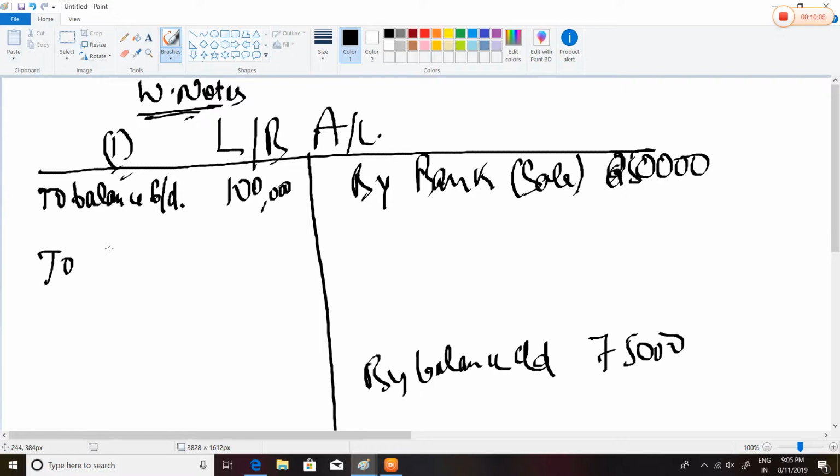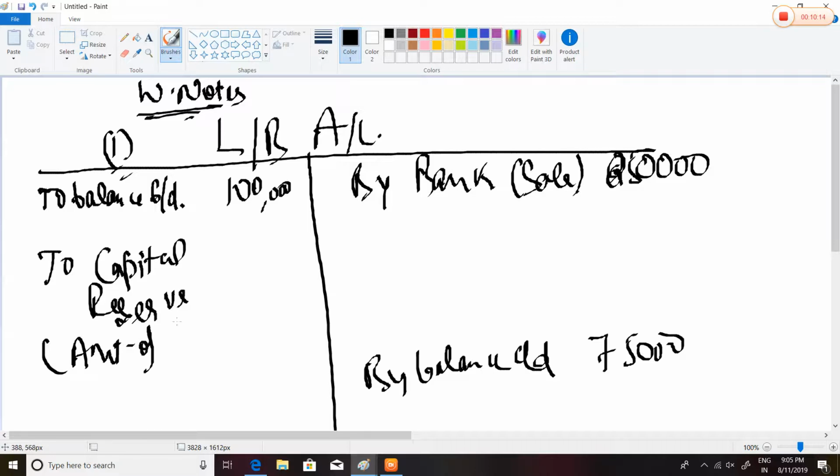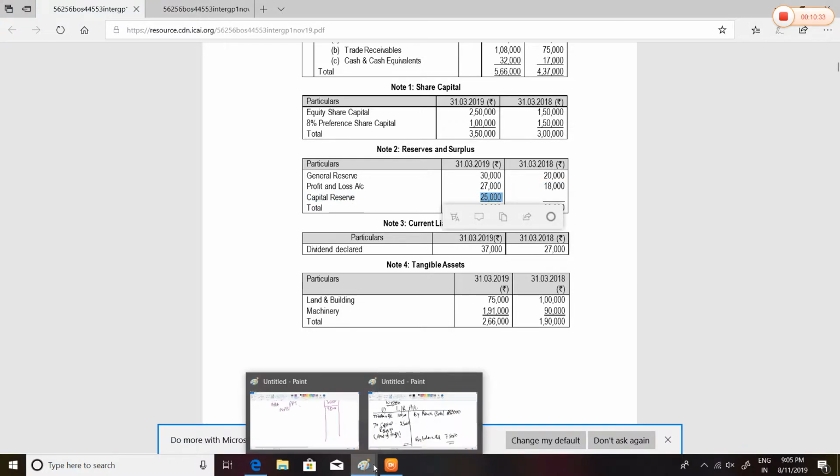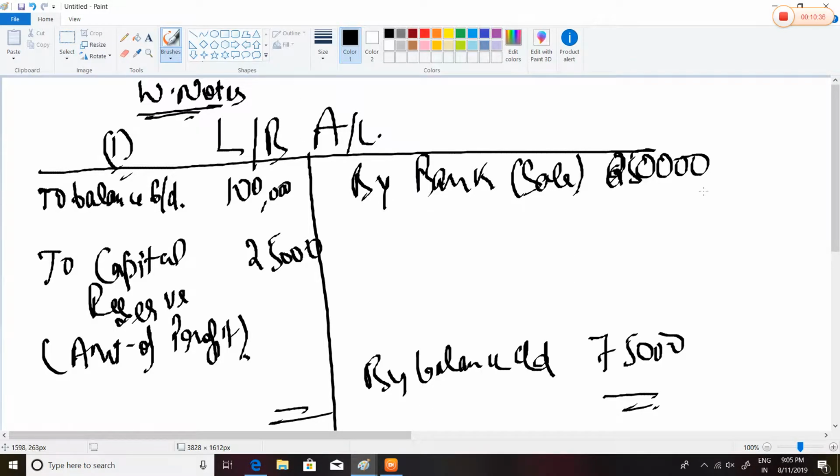Here the amount of capital reserve, so it is the amount of profit. Okay, amount of profit. If you see the amount of capital reserve, it is 25,000 only in the current year. Okay. Next, working note.